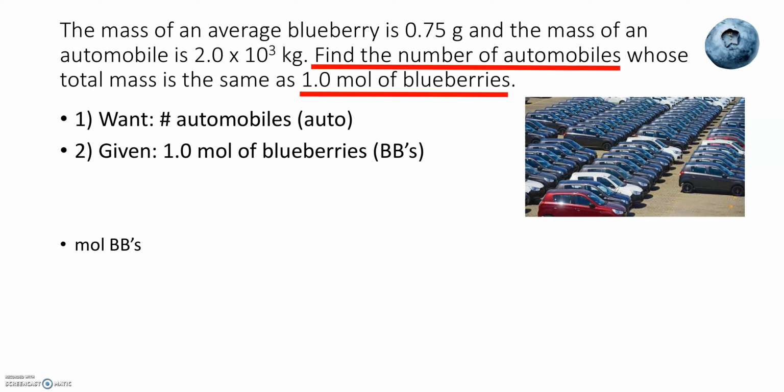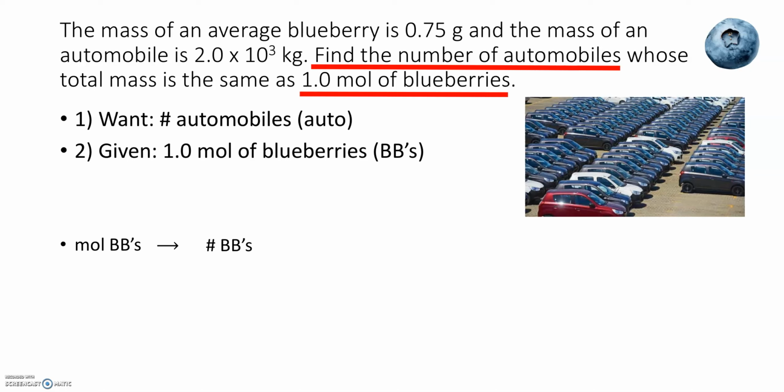Just like a dozen, when I say I have a dozen eggs, I have 12 eggs. If I have a dozen pencils, I have 12 pencils. Well, a mole is the same. It doesn't matter if I have a mole of ions or a mole of particles or a mole of blueberries. 1 mole is 6.02 times 10 to the 23rd. So what I can do is convert moles to the number of blueberries. And that's what that allows me to do.